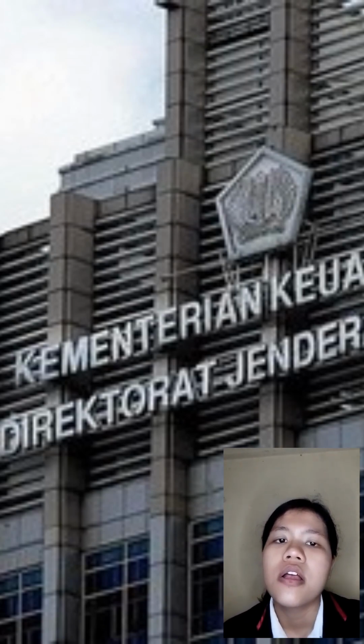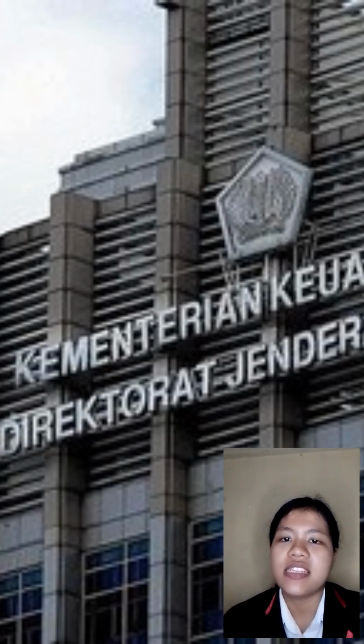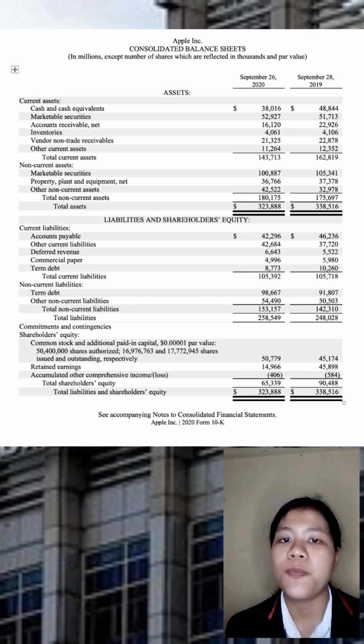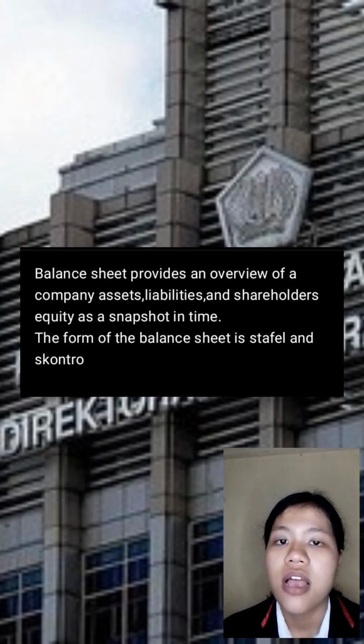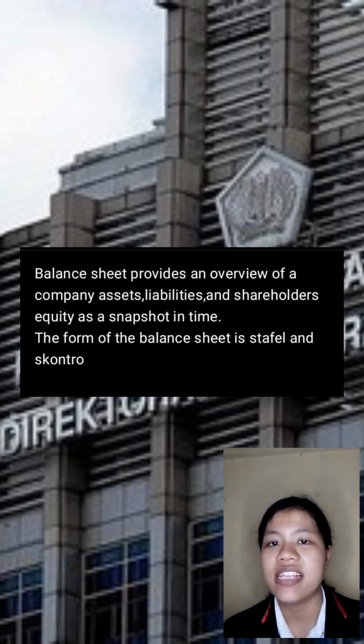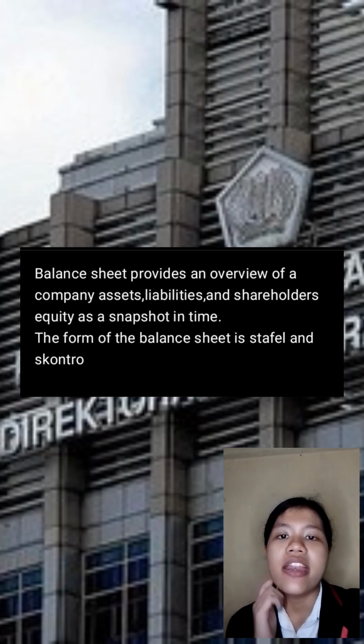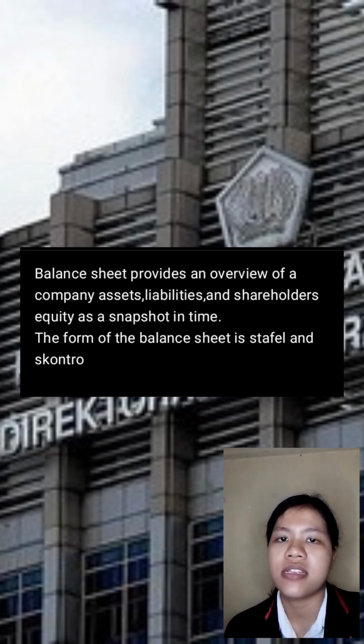Well, the fourth form of financial statements is the balance sheet, an overview of a company's assets, liabilities, and shareholders' equity as a snapshot in time. The form of the balance sheet is stable and controlled.